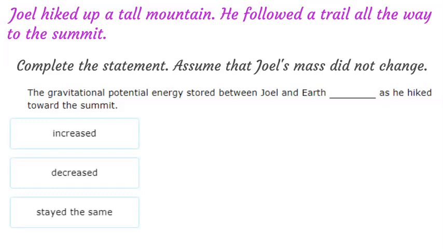The summit of the mountain was higher than the point where Joel started hiking. As he hiked toward the summit, the distance between Joel and the center of Earth increased. So the gravitational potential energy stored between Joel and Earth increased as he hiked toward the summit.